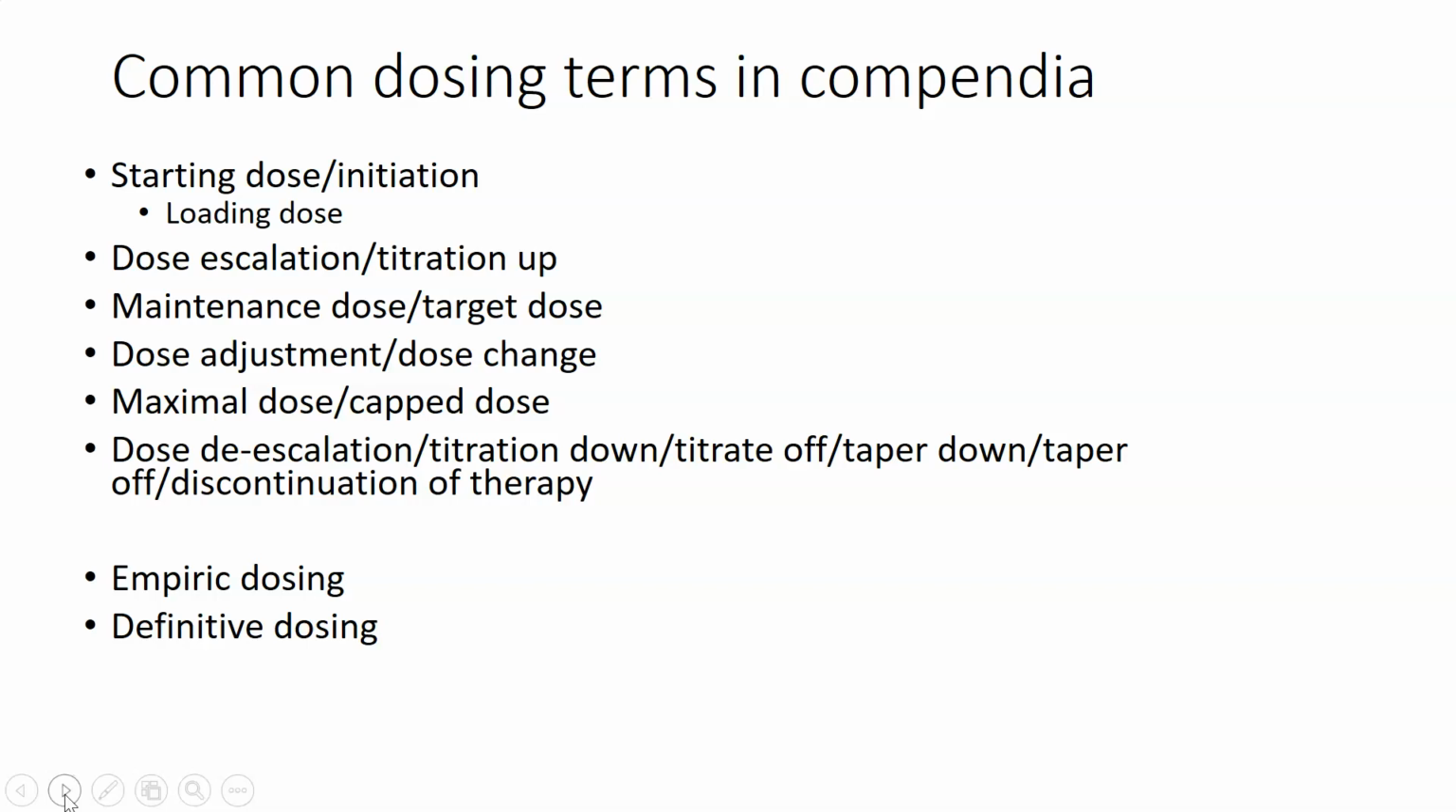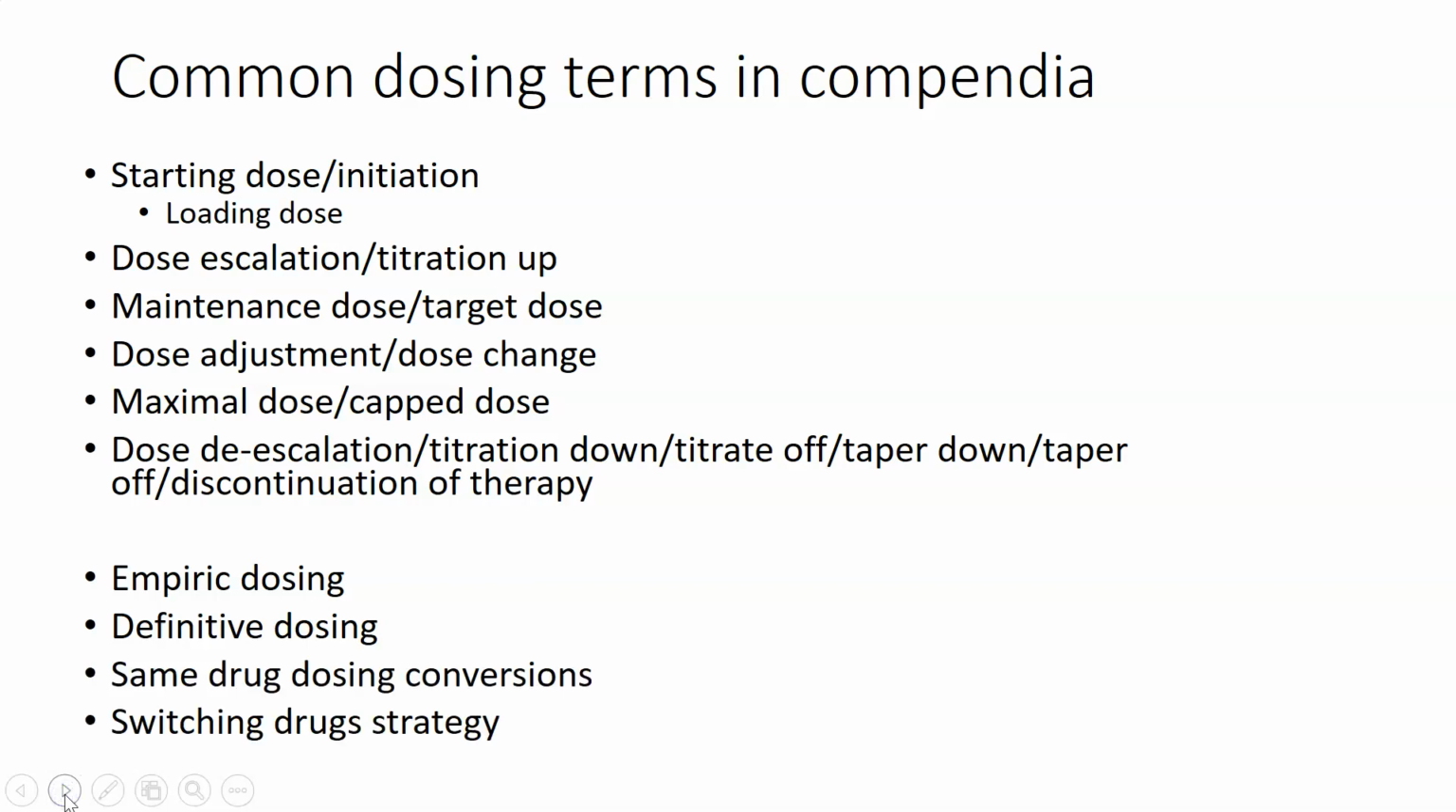So again, you'll just see these terms used in the compendia, so I wanted you to be aware of what they mean. So empiric is kind of our well-informed shot in the dark dosing, and definitive dosing is when we've refined it because we know exactly what it is we're treating.